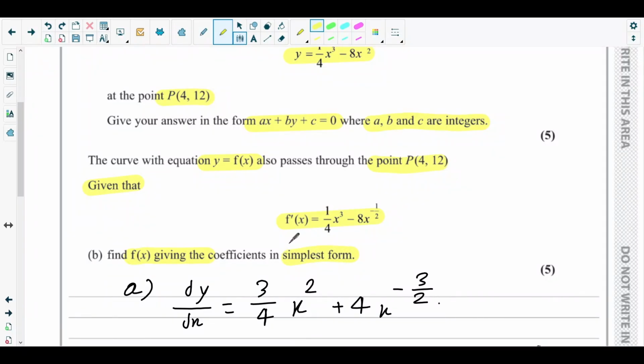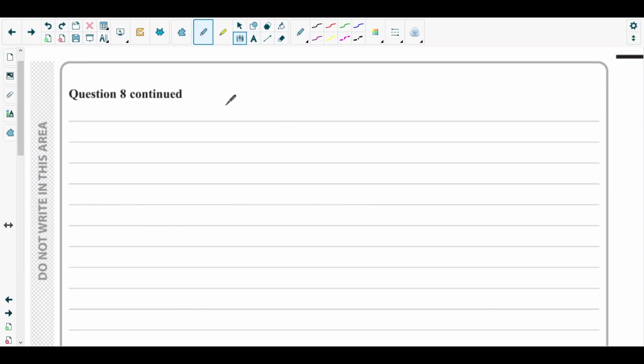Okay, so the gradient function of f of x is given. Using that, we need to find the original function, which is f of x. We know that the gradient function is found by differentiating the original function f of x. So what we will do is integrate. Integration is the opposite of differentiation, so if we integrate f dash x, we will get the original function f of x. To get f of x, we will integrate the gradient function as an indefinite integral.